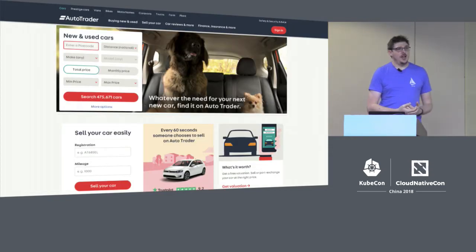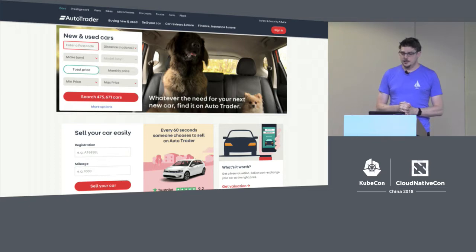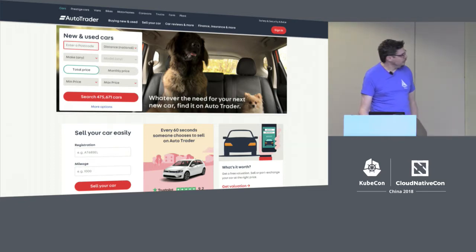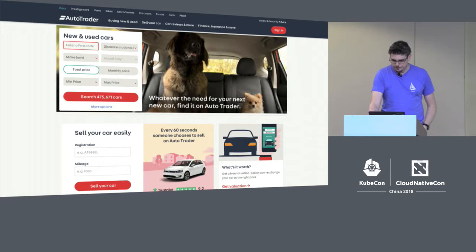So this company was founded before the cloud. They have their own data centers, like everyone at that particular time. They have an app that's mostly written in Java.